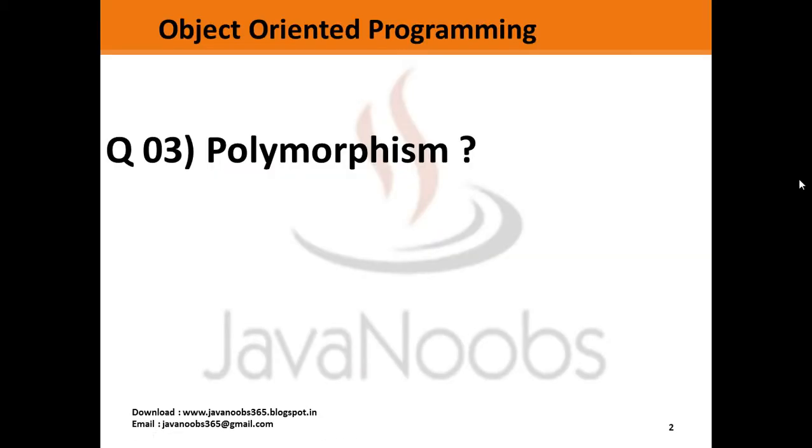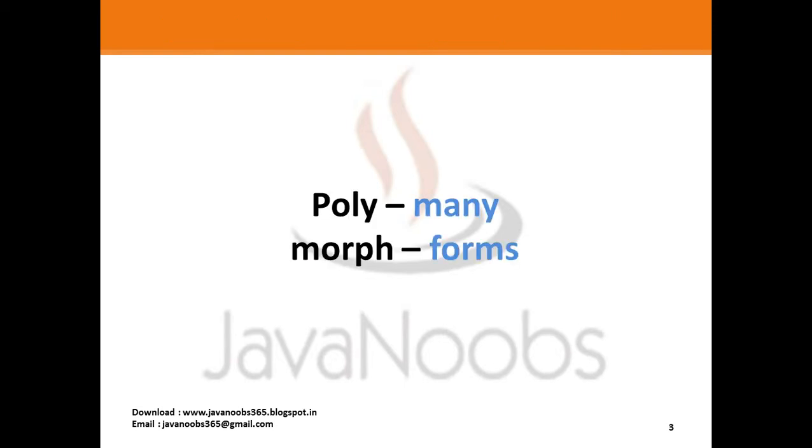Object-oriented programming. Question 3. Polymorphism. Now firstly, poly means many and morph means forms. In Greek, the word poly means many and the word morph means forms. So together polymorph means many forms. So one object or one entity portraying many forms to other objects or other entities is known as polymorphism.